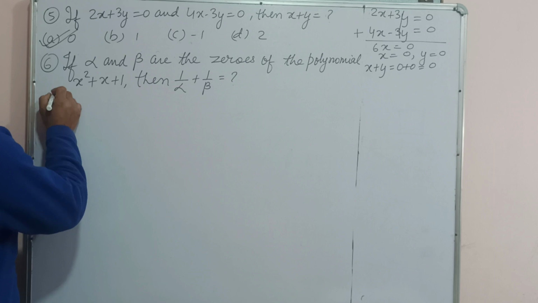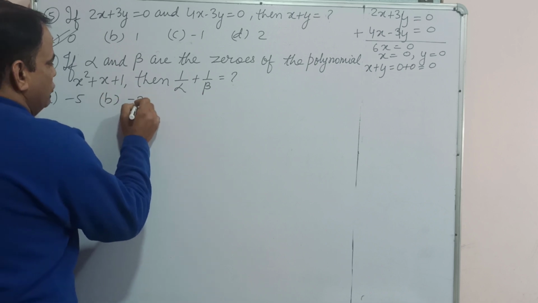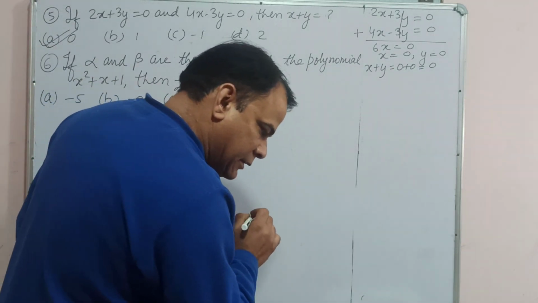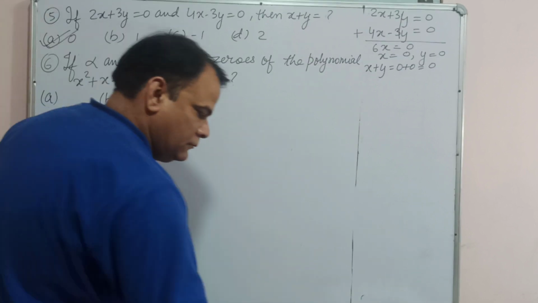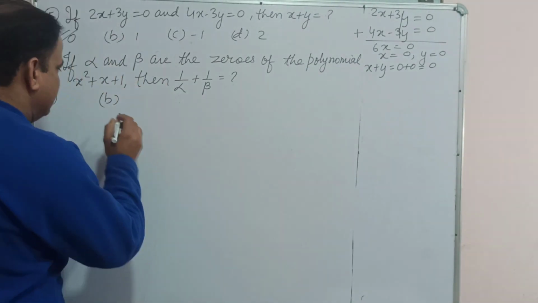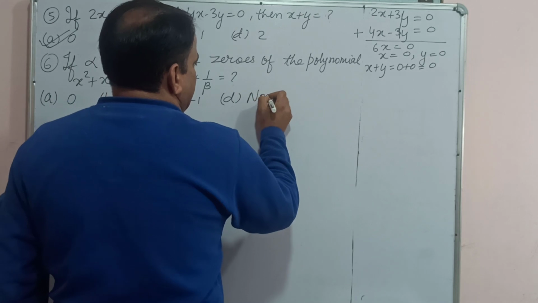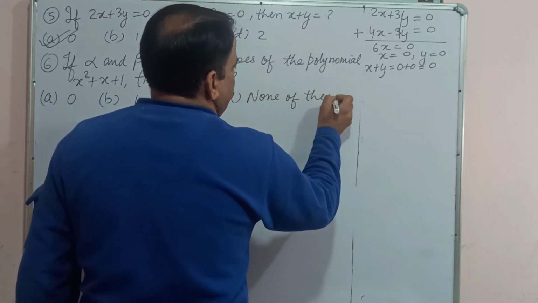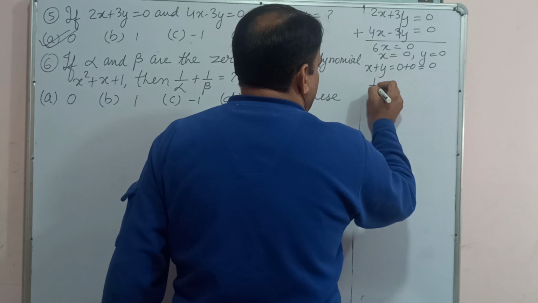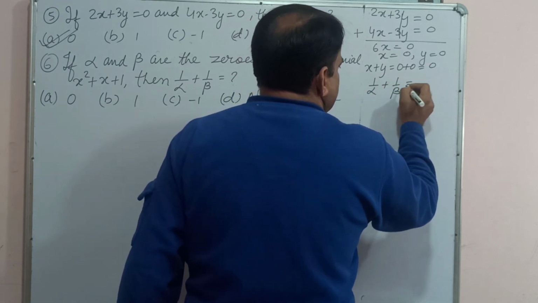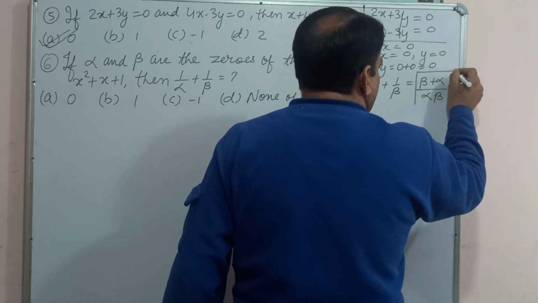The options are 0, 1, minus 1, none of these. First of all, we have to solve this: 1 upon alpha plus 1 upon beta equals beta plus alpha upon alpha beta. We have to find the value of this.